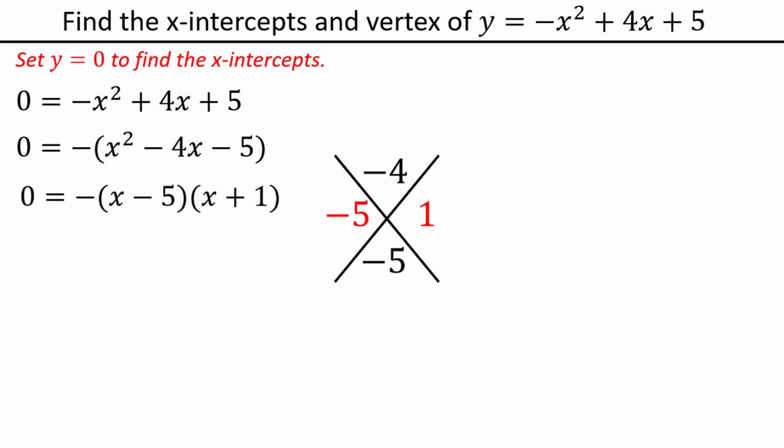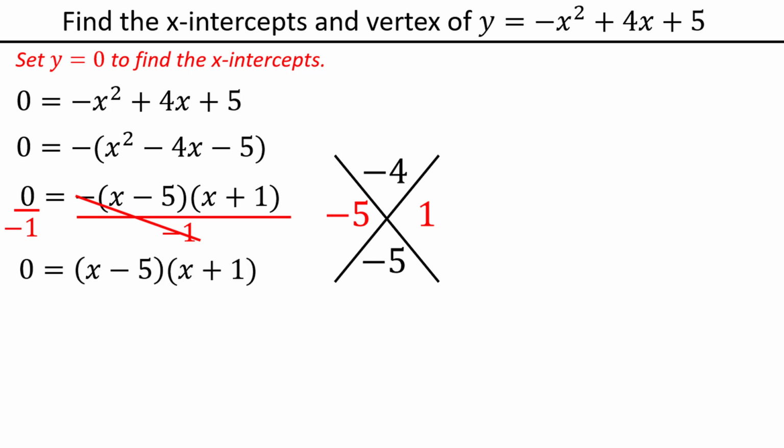We have 0 is equal to negative x minus 5 times x plus 1. We can divide out the negative 1 so that we don't need to worry about the negative sign anymore. We have 0 is equal to x minus 5 times x plus 1. Based on the zero product property, the only way the product of two numbers can equal 0 is if at least one of those two numbers is equal to 0. So that means we have x minus 5 is equal to 0, or x plus 1 is equal to 0.